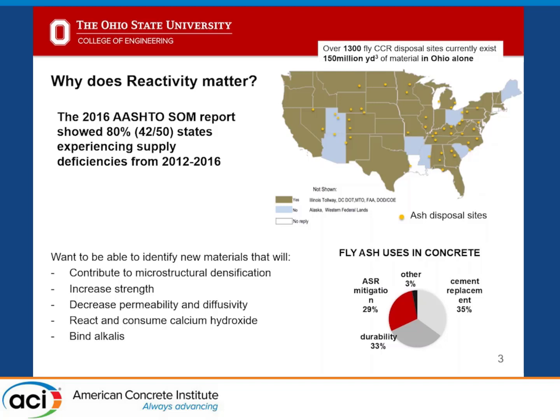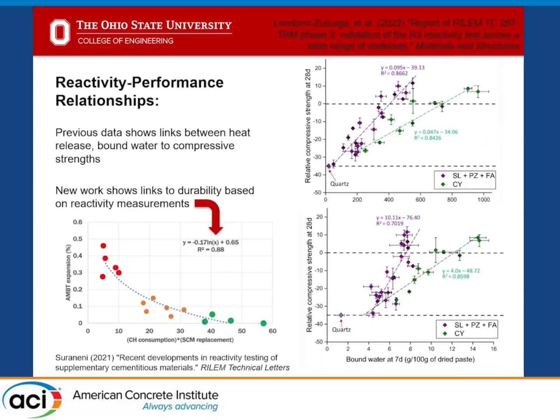So we need a way to identify materials that can give us the properties that we want quickly, so that we know which of these sources we can use, which are going to be beneficial to us or not. And so there's a lot of work going on in the field looking at linking reactivity measurements with performance relationships.